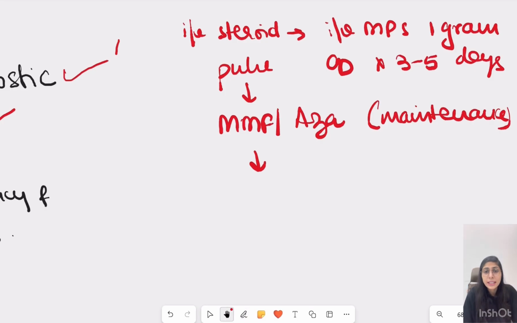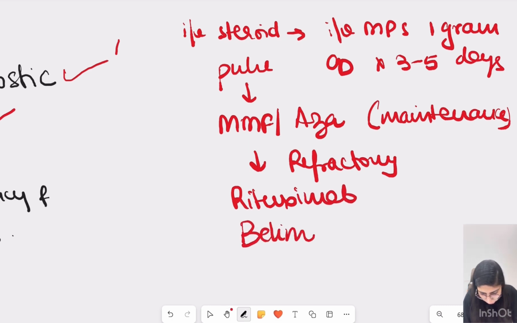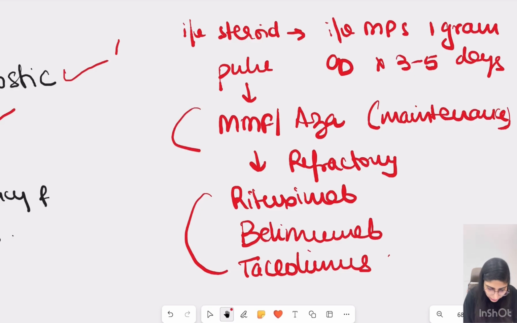By maintenance, we mean that we are maintaining the levels of antibodies. So we reduce the antibodies to a significant level by giving IV pulse. Now we are going to maintain that reduced antibody level, right? So for maintenance, if refractory to this, if there is no response to MMF or azathioprine and the patient keeps on relapsing on this also, then we have options like rituximab, belimumab, tacrolimus. Then we have these options.